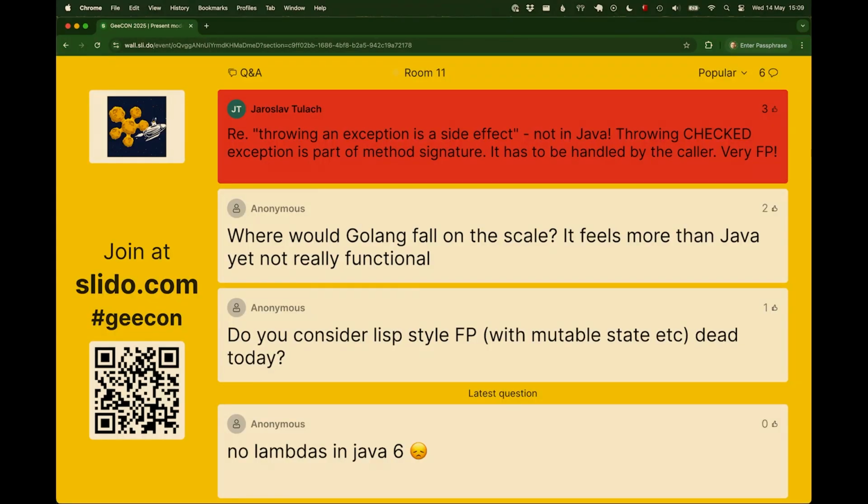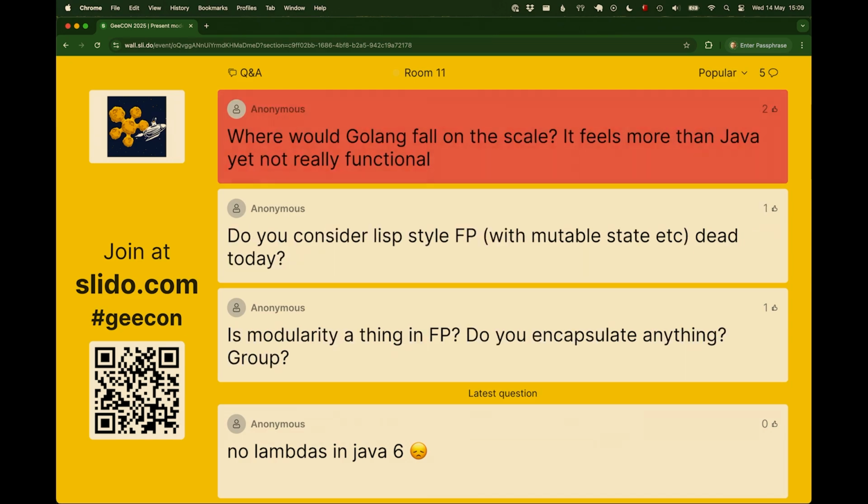Where would Golang fall on this scale? I don't know. I only did toy examples in Golang. I don't think it would be that functional. I mean, can you even do higher order functions there? Like when you have collections, do you even do that in Golang? I'm not sure. So once again, I would be happy to amend this chart with languages that are outside my area of expertise.